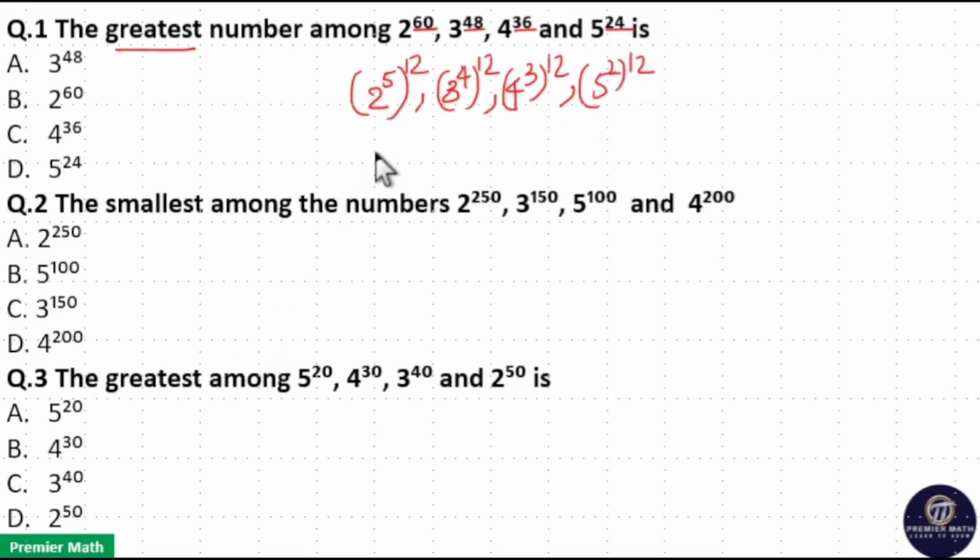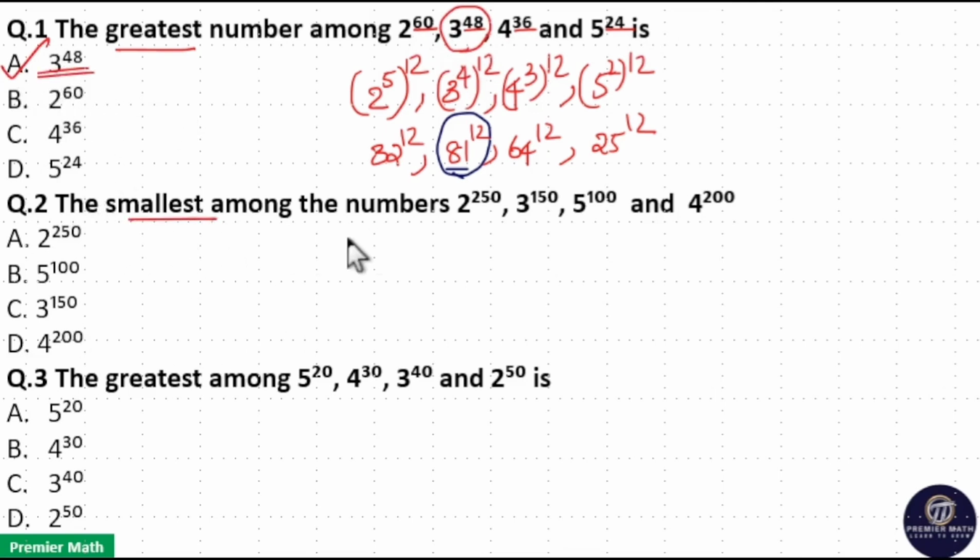Now 2 raised to 5 is 32, so 32 raised to 12. And 3 raised to 4 means 9 into 9, 81, so 81 raised to 12. 4 cube is 64, so 64 raised to 12. 5 square is 25, so 25 raised to 12. Now all the powers are equal. Take the greatest base, since we need the greatest number. So the greatest base here is 81. So 81 raised to 12 is the greatest number, which means 3 raised to 48 is the greatest number among these numbers. So option A is your answer.